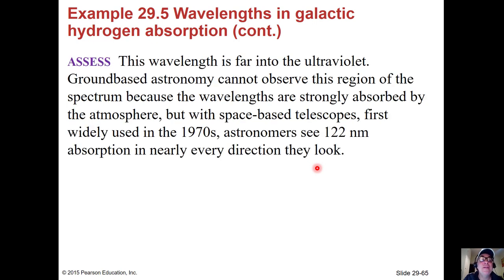Far into the ultraviolet, ground-based astronomy cannot observe this region because the wavelengths are strongly absorbed by the atmosphere. But with space-based telescopes, on the other hand, first used in the 70s, astronomers see the 122 nanometer absorption. It's nearly identical in every direction that they look. So astronomers have come to the conclusion that most of the universe is actually made of hydrogen. This is the line that's seen in every direction that you look. Okay, very good.